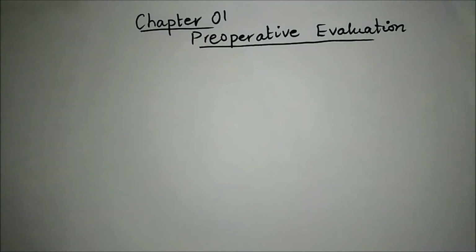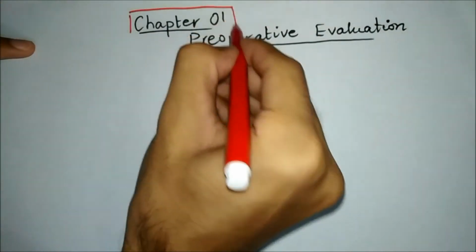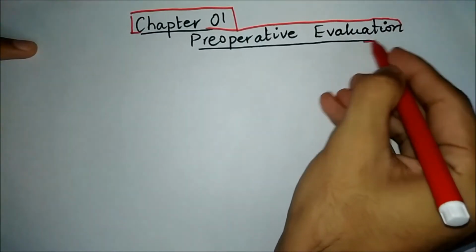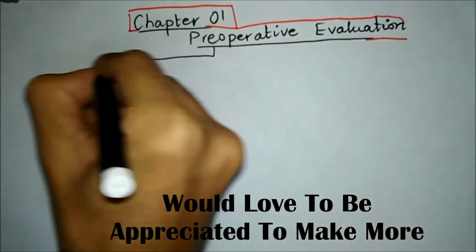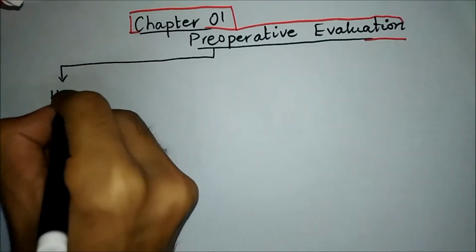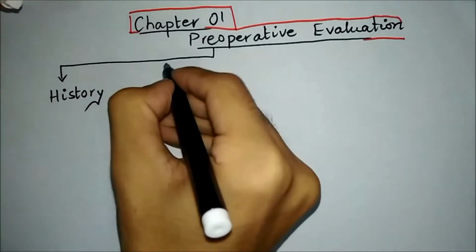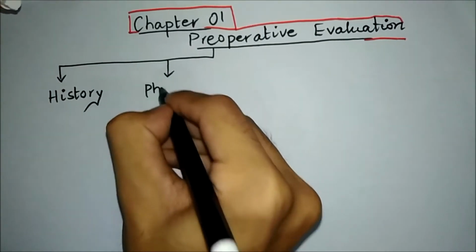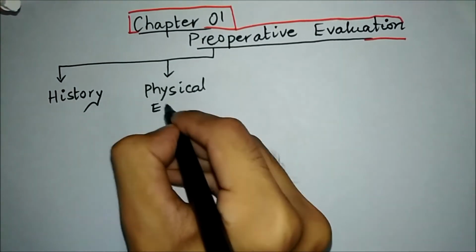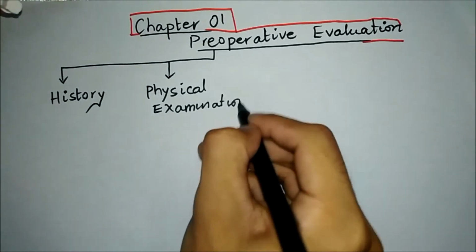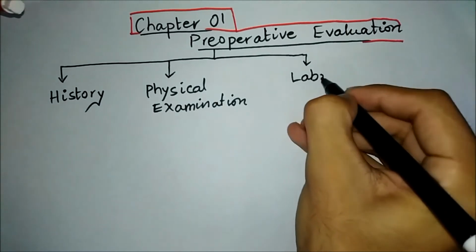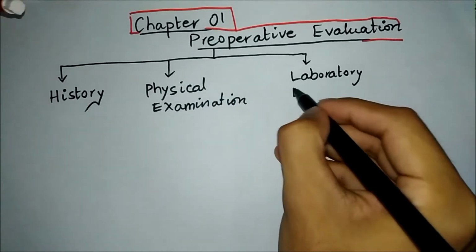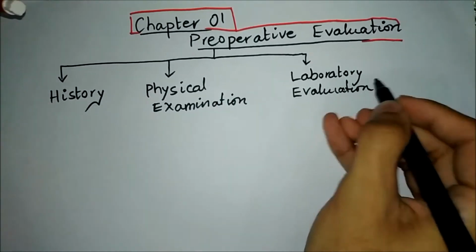Today we are going to start our first chapter, which is preoperative evaluation. Inadequate preoperative planning and error is the most common cause of anesthetic complications. To assess a patient preoperatively, his history should be taken, he should be physically examined, laboratory evaluation should be done, and the patient should be classified according to ASA classification. These are the four categories which should be done before surgery.